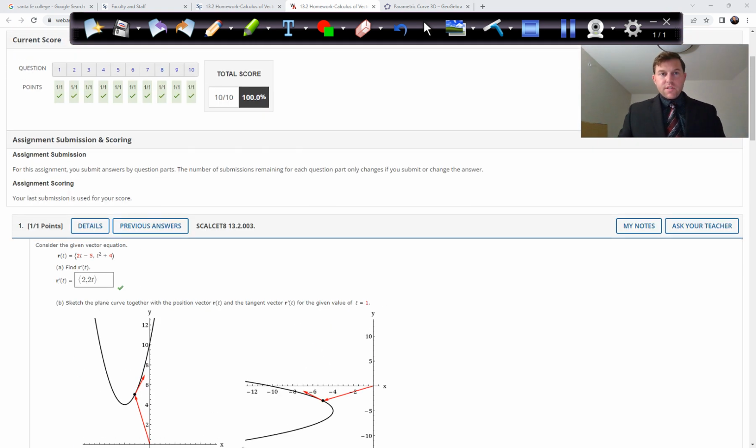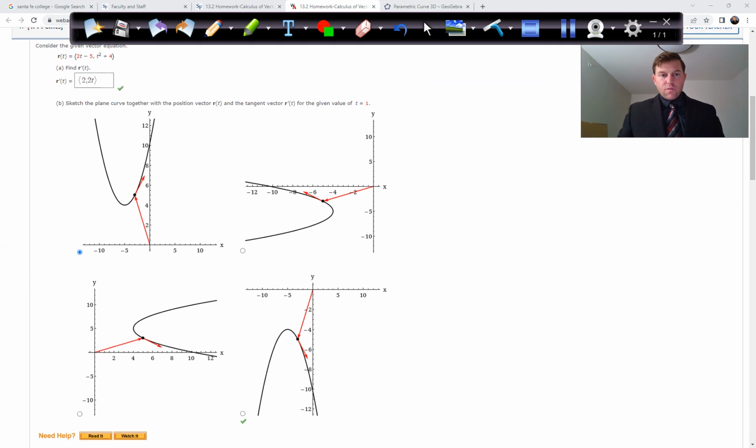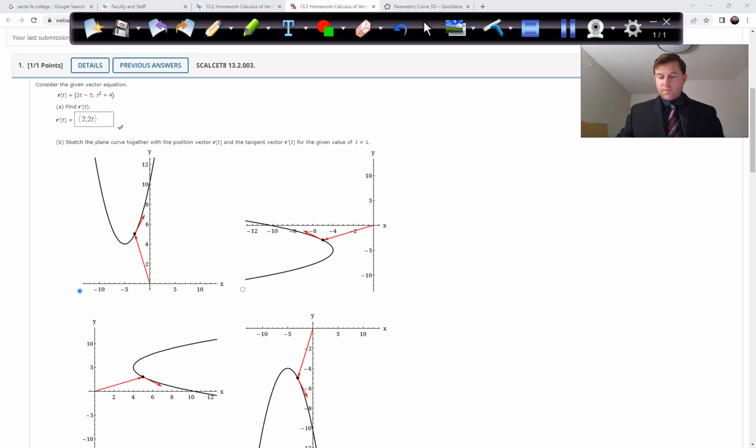In Chapter 13, Section 2, we will look at calculus of vectors. So we're going to do more vector work, looking at their derivatives and their curvature and all sorts of stuff. Okay, so it says consider the following vector equation. r of t equals 2t minus 5 and t squared plus 4.